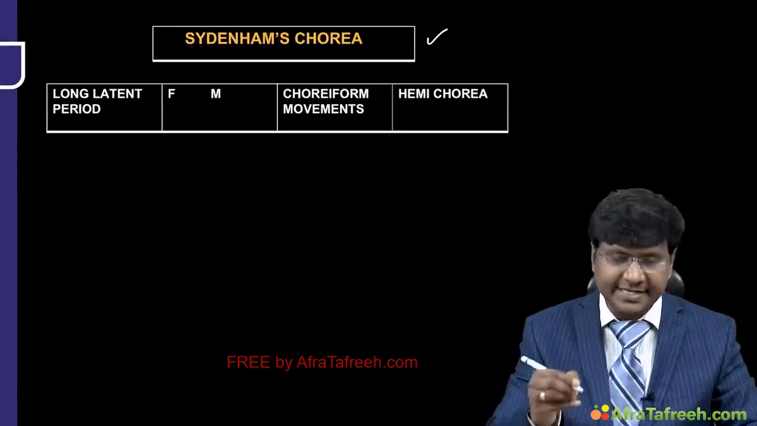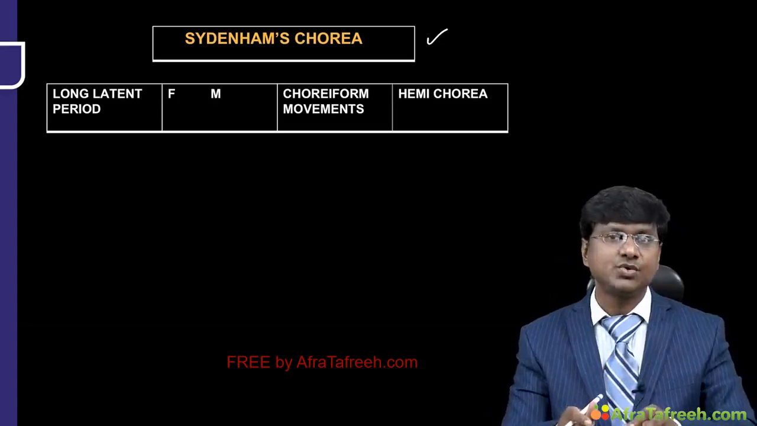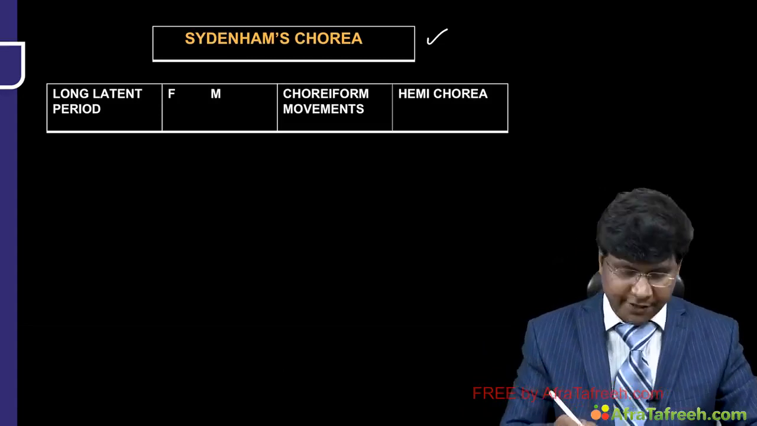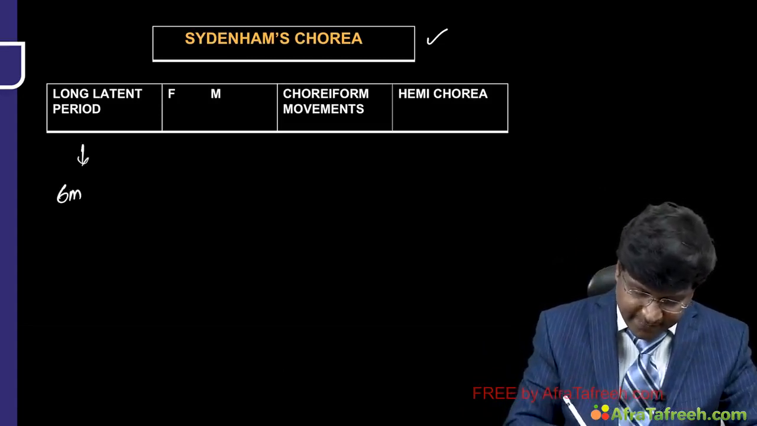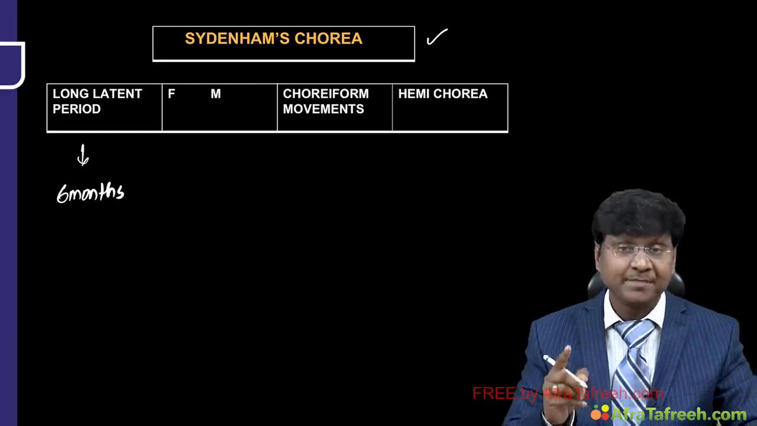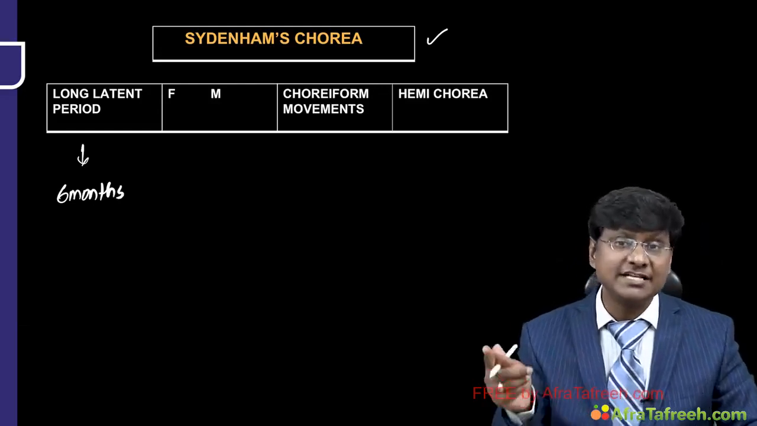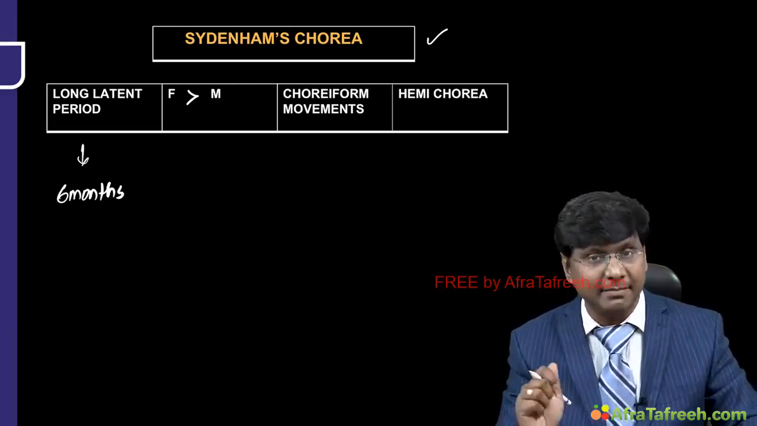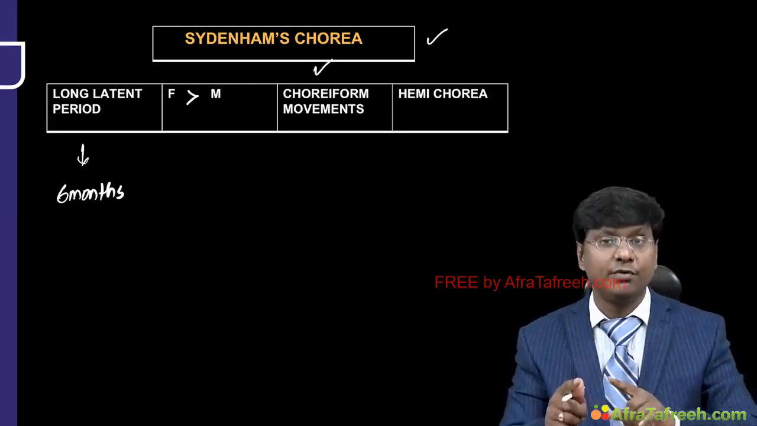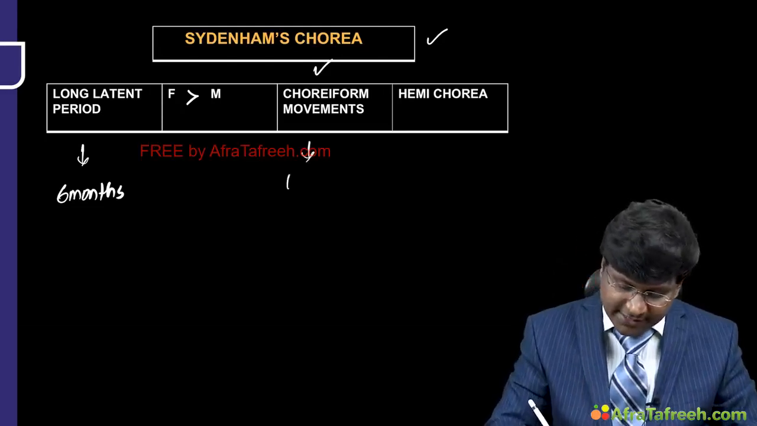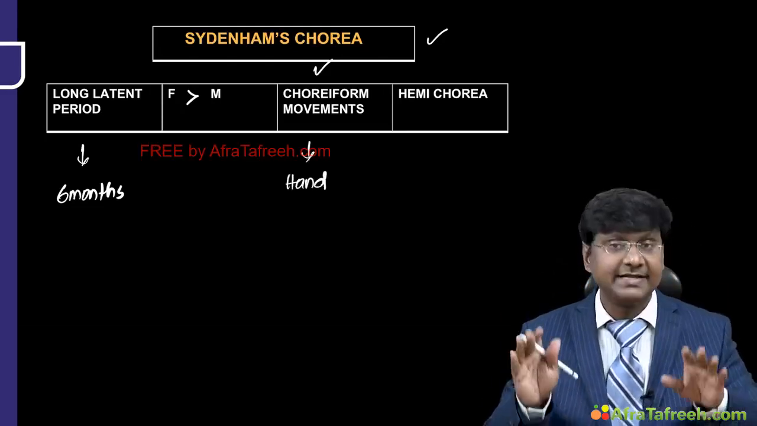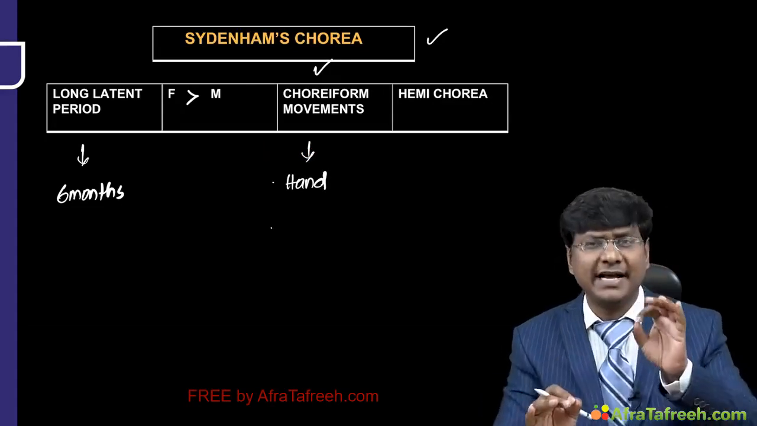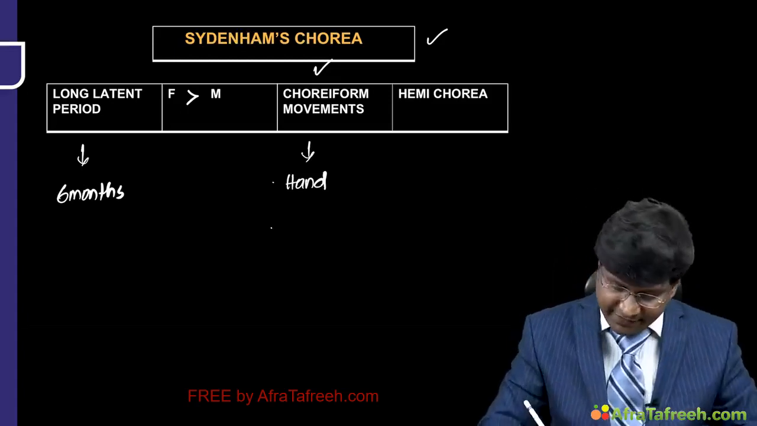Then CNS manifestations. And this Sydenham's chorea develops after a very long latent period of nearly 6 months. Okay. And this Sydenham's chorea, which is characterized by involuntary movements, is very commonly seen in females rather than males. And you will notice the choreiform movements, particularly observed in the upper limb, that is within the hands. And not only that, you have the characteristic choreiform movements even within the tongue.